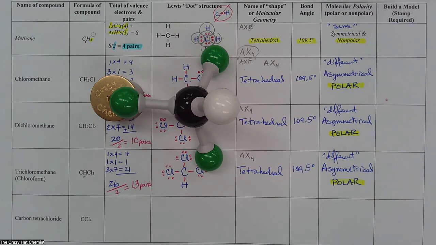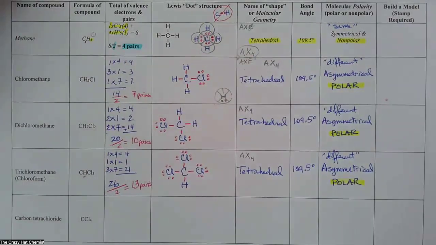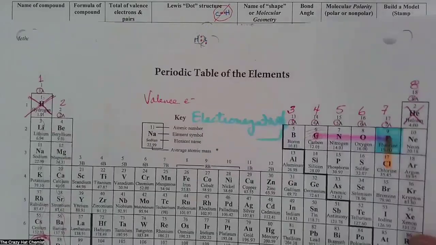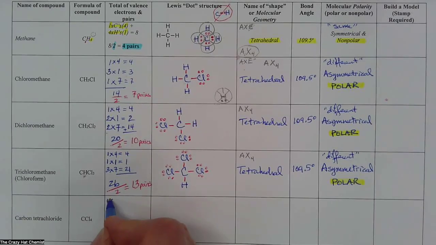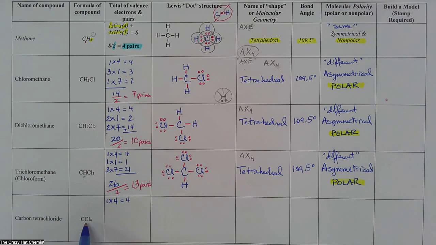Okay, perfect. We've got one more problem to do, folks. Hang on tight. Here we go. All right. Our next problem here is carbon tetrachloride. So how many carbons do I have? 1. How many valence electrons in carbon? Well, 4 valence electrons in carbon times 1 carbon. That equals 4.